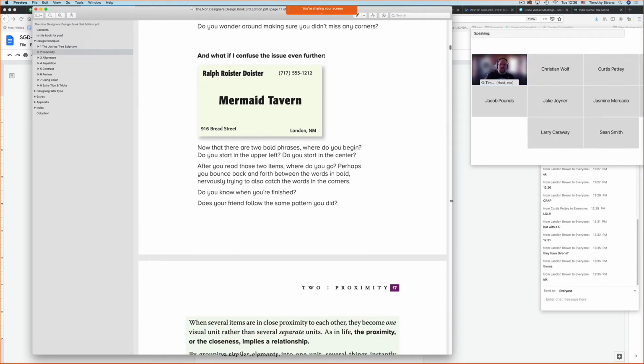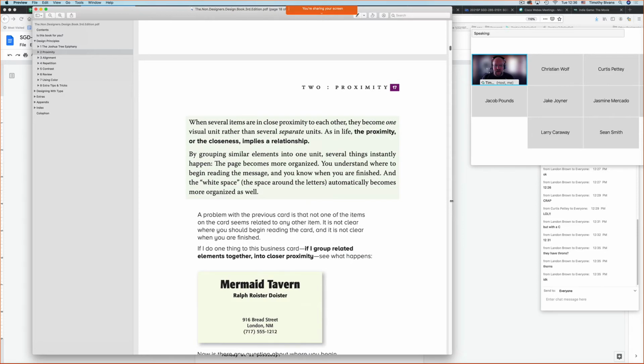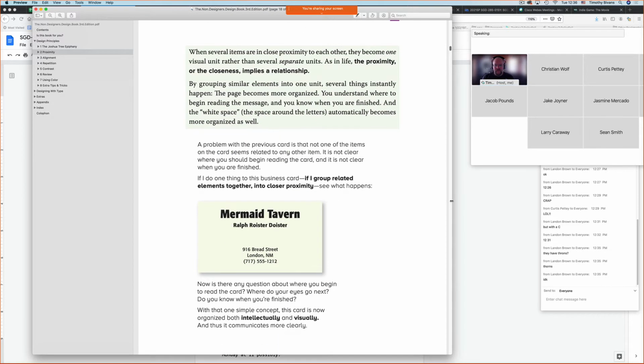What if I confuse the issue even further, like this one? Now there's 2 bold things. Where do you go? It's not a very good design. Nothing seems to be related to anything else because they're not using proximity in a useful manner. All right. When several items are in close proximity to each other, they become one visual unit.